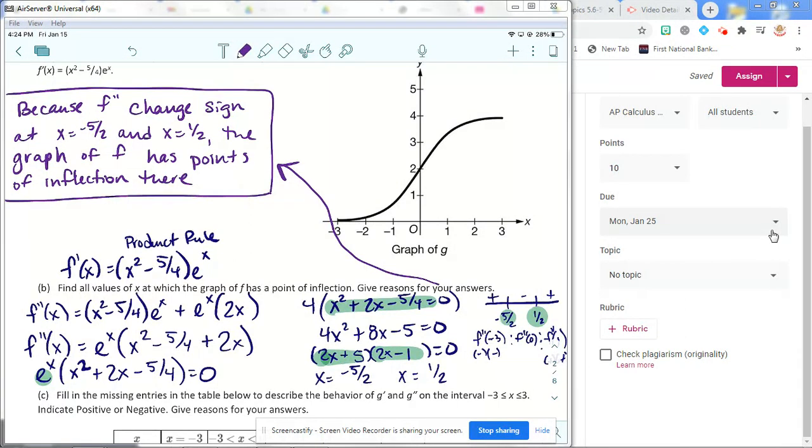Now you can't just say the graph, because it could be the graph of f prime or it could be the graph of f double prime. So make sure you say the graph of f has points of inflection there.